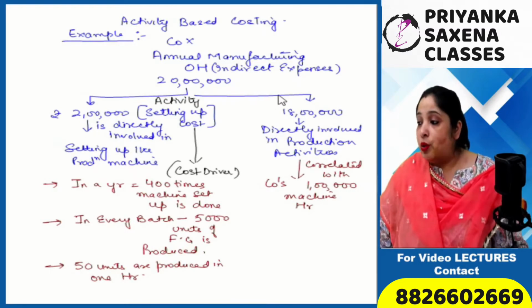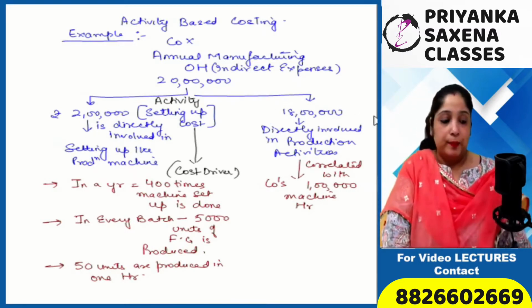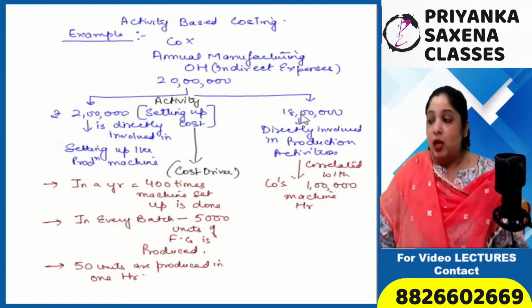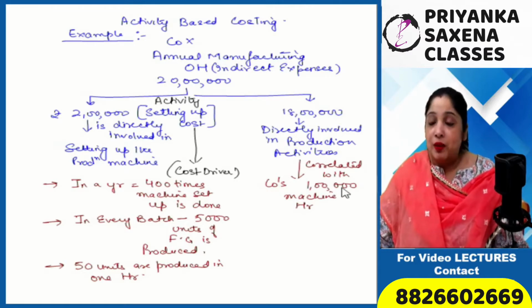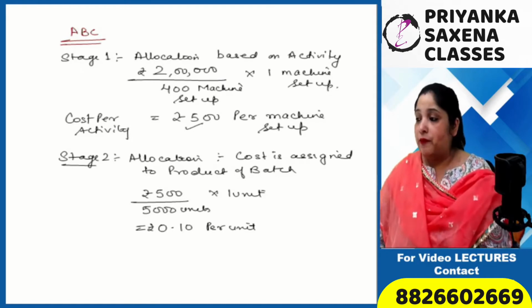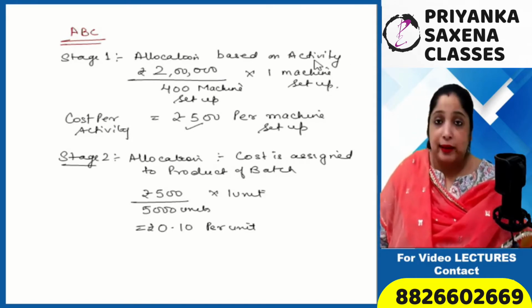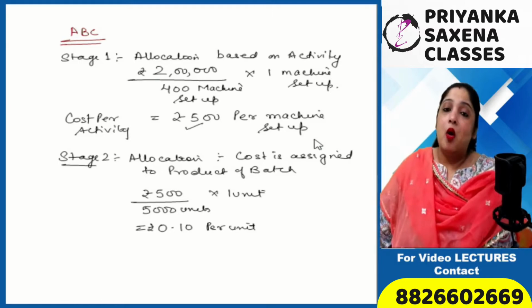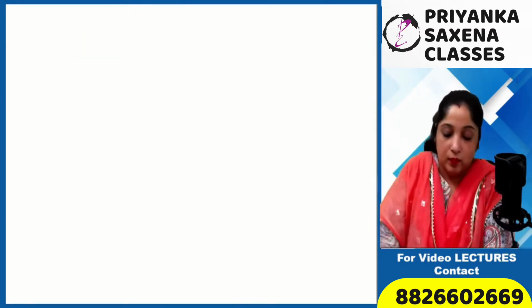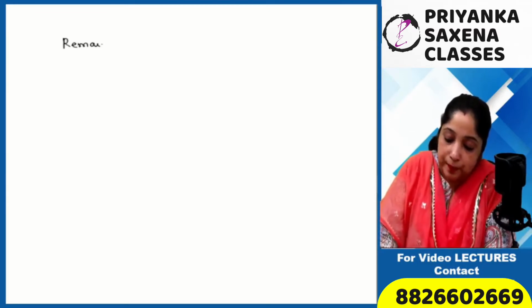Okay, now let us go to the second part of the cost, 18 lakh rupees. Now this 18 lakh rupees is incurred on what activity? When you run the machine, this cost is incurred. How many hours have you run the machine? 1 lakh hours. Okay, very simple. Again the same thing. First we allocate the expense to the activity, then we allocate the cost to 1 unit. So again, the second part of the cost, the remaining cost, 18 lakh.